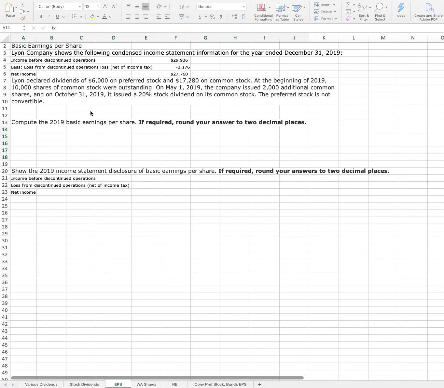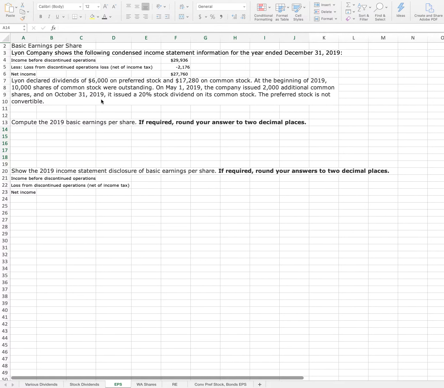Basic earnings per share. Lion Company shows the following condensed income statement information for the year ended December 31st, 2019: income before discontinued operations, loss from discontinued operations, and net income. Lion declared dividends of $6,000 on preferred stock and $7,280 on common stock. At the beginning of 2019, 10,000 shares of common stock were outstanding. On May 1st, 2019, the company issued 2,000 additional common shares.